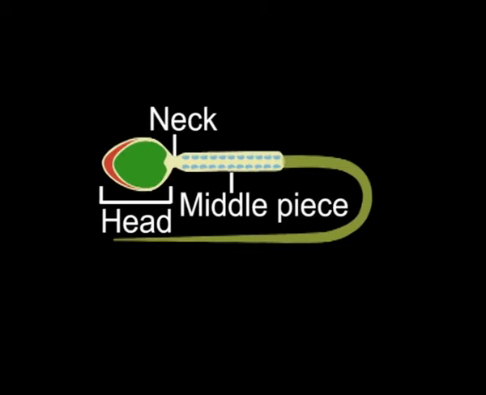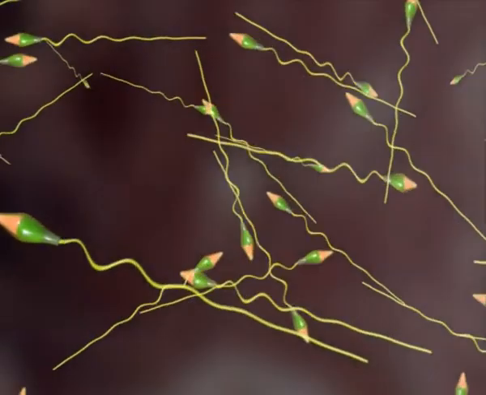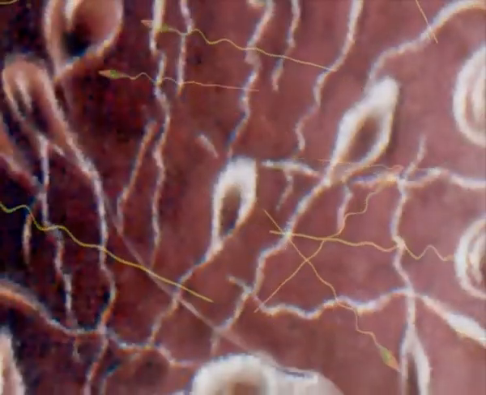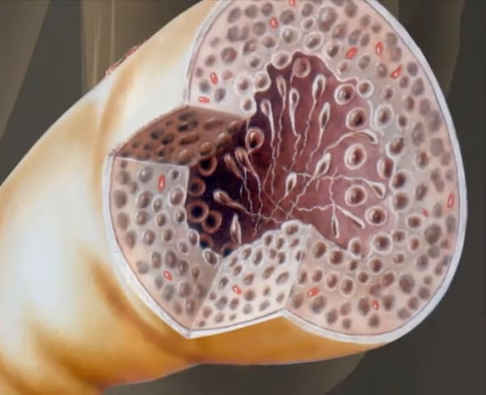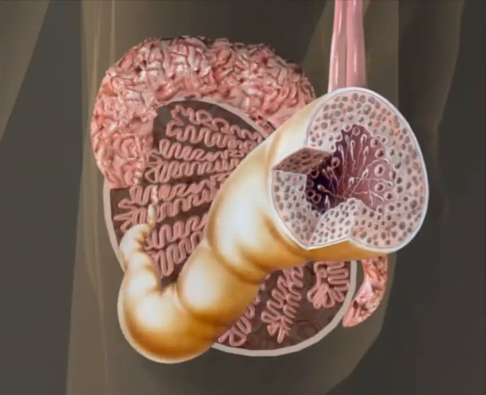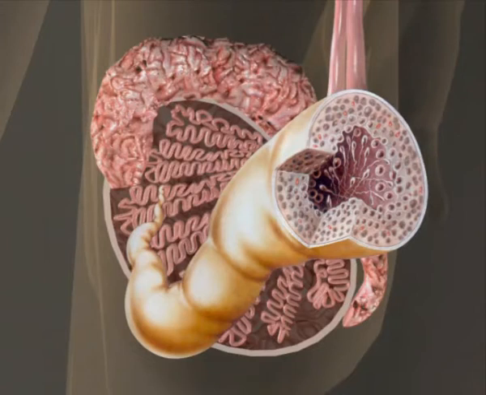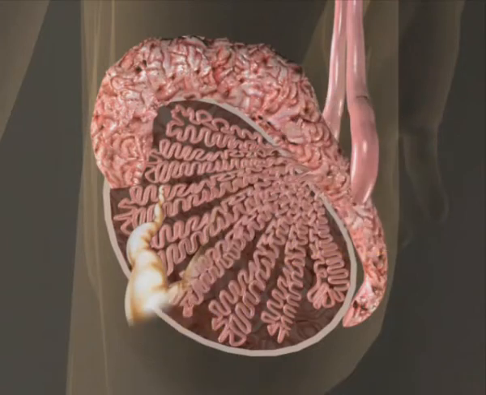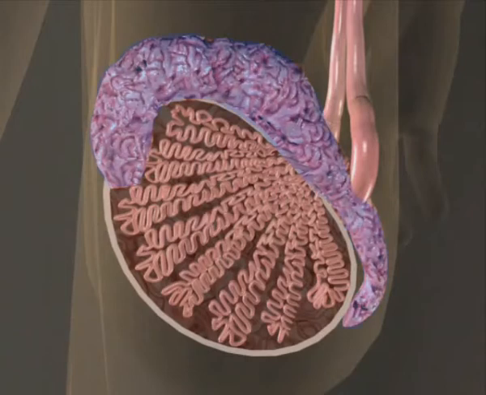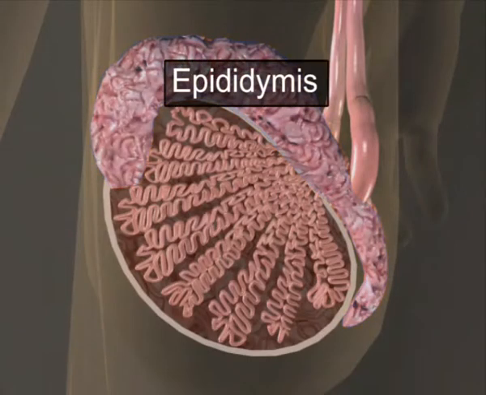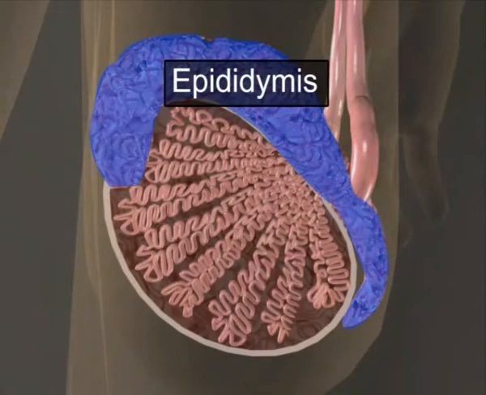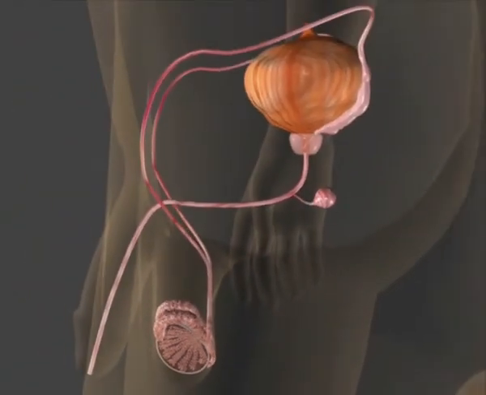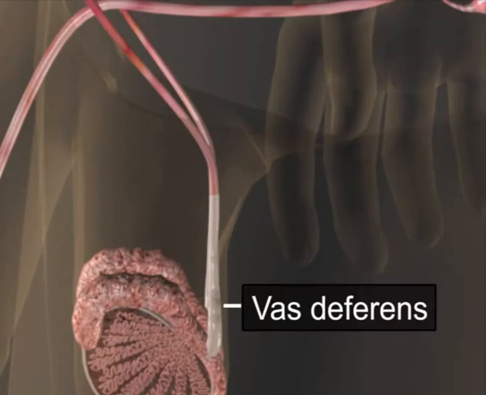Mitochondria provide energy for flagellar movement. The tail consists of axial filament. When fully formed, spermatozoa enter into the lumen of seminiferous tubules, from where they are drained into rete testis. From the rete testis, they are pushed into epididymis, a highly convoluted tube that finally drains into vas deferens.